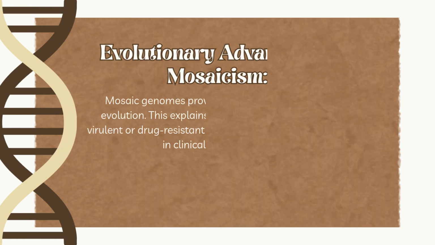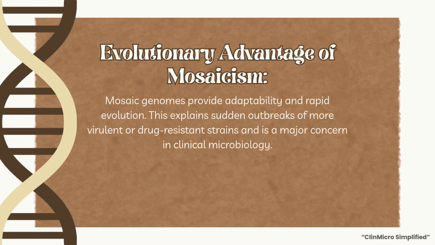Mosaicism allows bacteria to adapt quickly to host defenses, antibiotics, and environmental stress. Instead of waiting for random mutations, bacteria borrow ready-made genetic tools. This explains sudden outbreaks of more virulent or drug-resistant strains and is a major concern in clinical microbiology.